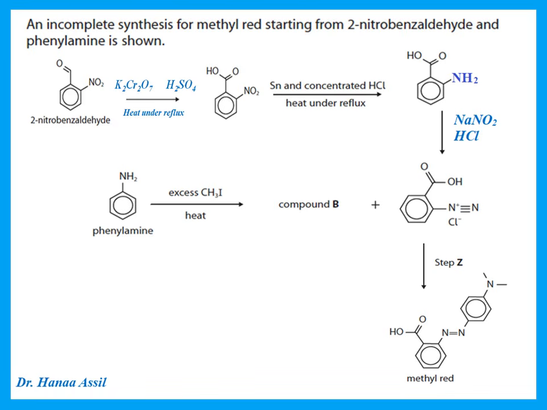Now we want to react it with something to give the methyl red. So he got the phenylamine, he added excess methyl iodide and heat. What happens if I add an alkyl halide to an amine? It replaces the hydrogens on the nitrogen with a methyl group. So he has excess. That means we're going to replace both hydrogens on the amine group with a methyl group. React these together, you end up with the compound that he's trying to make. Okay?